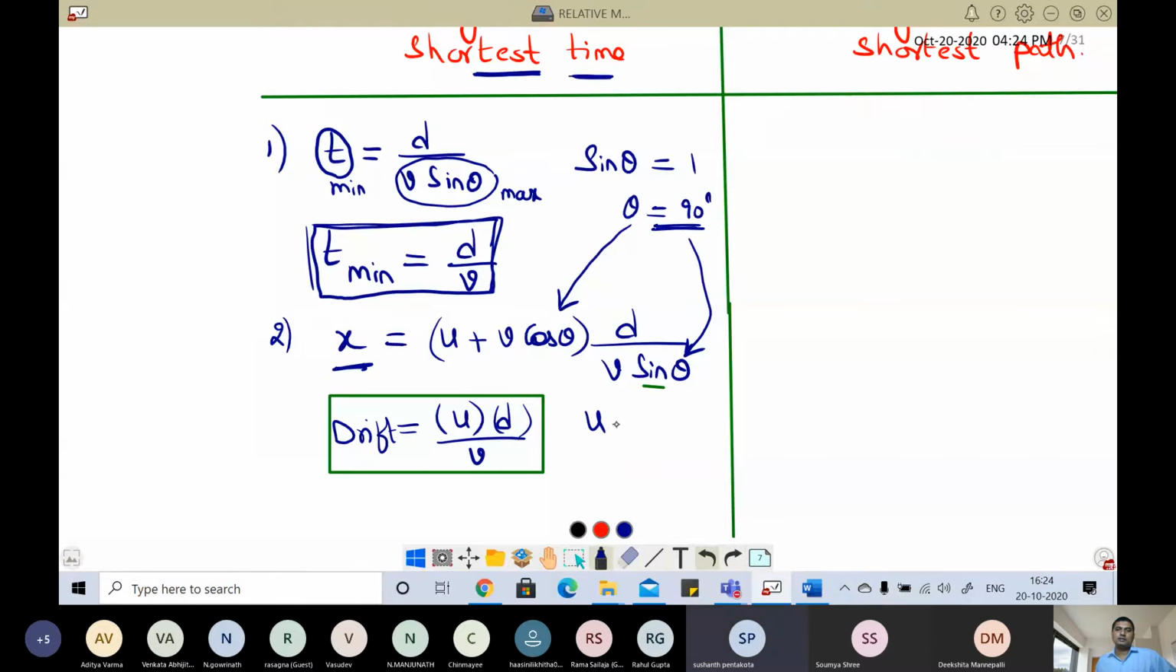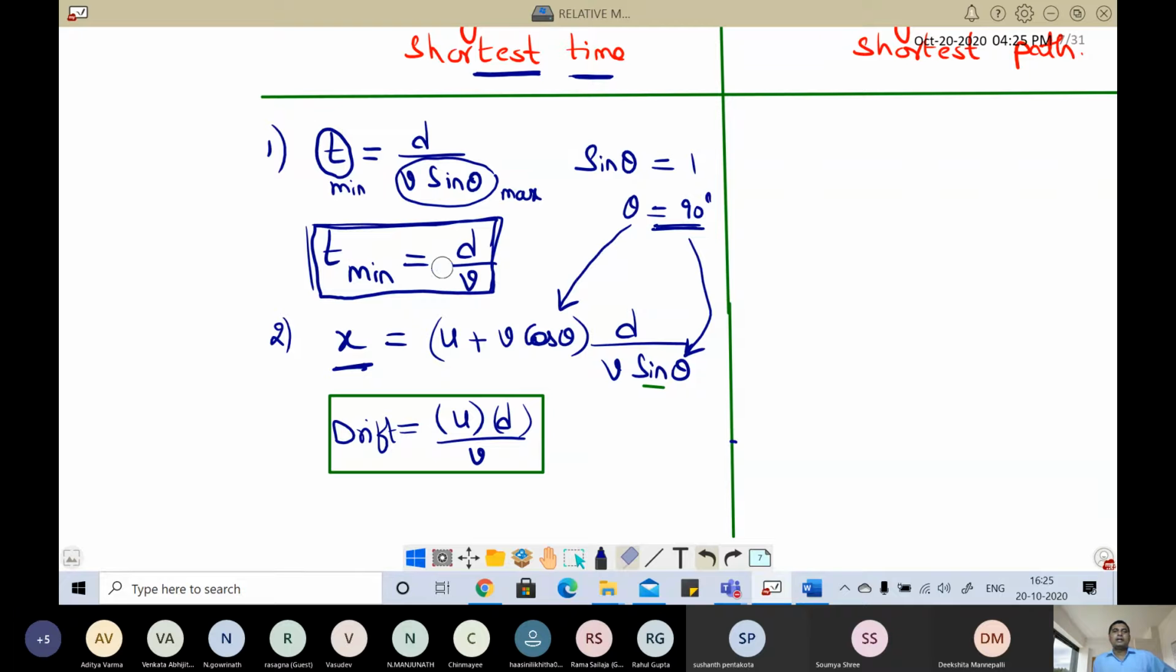Here cos theta is 1, theta is 0. Correct. So cos 0 into d divided by v, v into cos 90 is 0, v into 0 is 0, 0 plus u is u, no? So this is the expression.